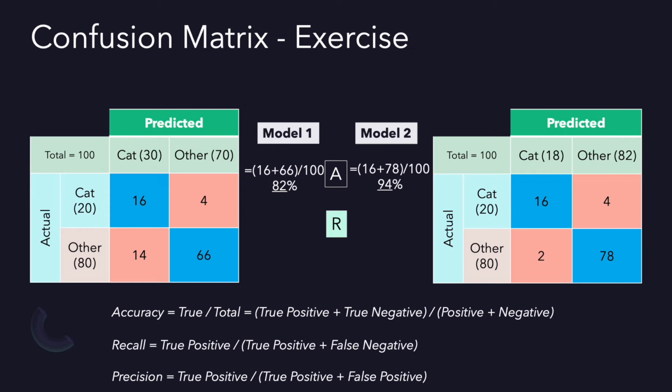Now, let's look at the recall scores of the two models. As you see, recall is calculated by true positive and false negative values. For the first model, first confusion matrix, you can see that true positive value is 16 and the false negative value is 4. Then 16 divided by 20 gives us 80% recall for the first model. Since the true positive and false negative values of the second confusion matrix are the same as the first one, recall score of the second model is also the same, 80%.